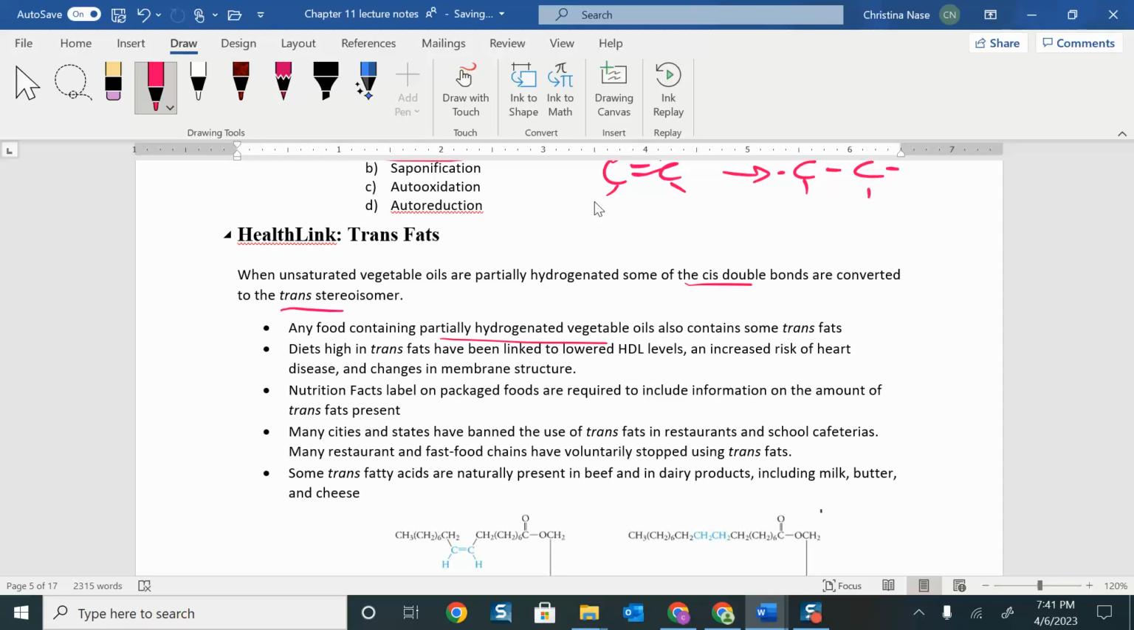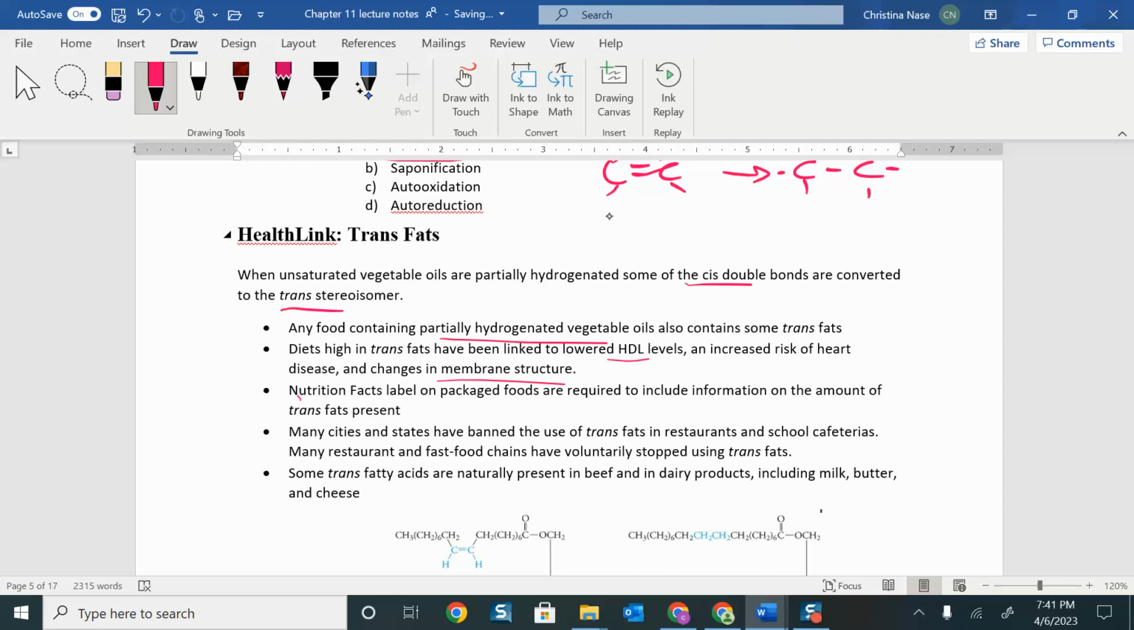Diets that are high in trans fats are going to be bad for your cholesterol. A lot of times these are linked to lower HDL. HDL is the good cholesterol, so you have less of the good cholesterol. It could also make changes in your membrane structure. So we'll look at the lipid bilayer at the very last section. We'll look at how that changes when you have lots of saturated versus unsaturated, and if you have trans fats in there, how does that change things?